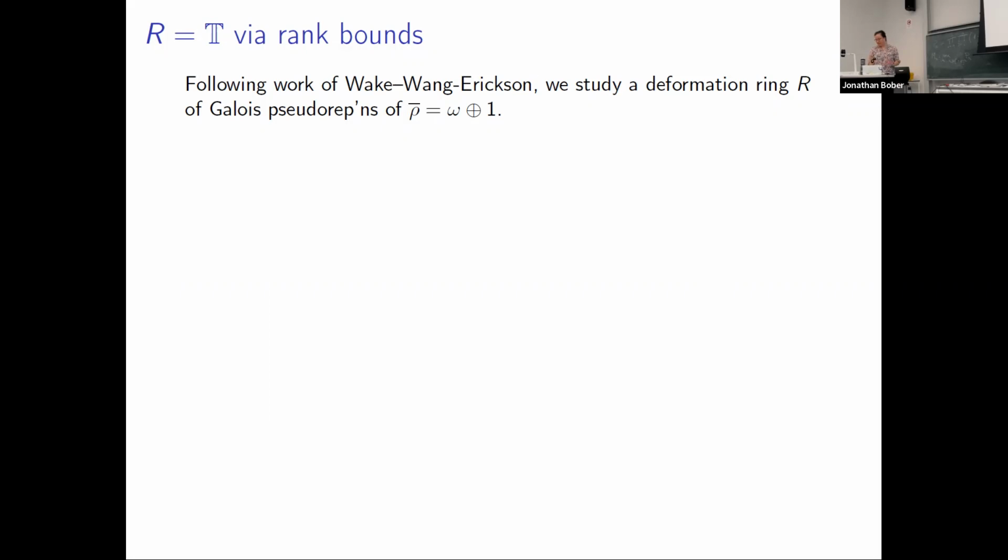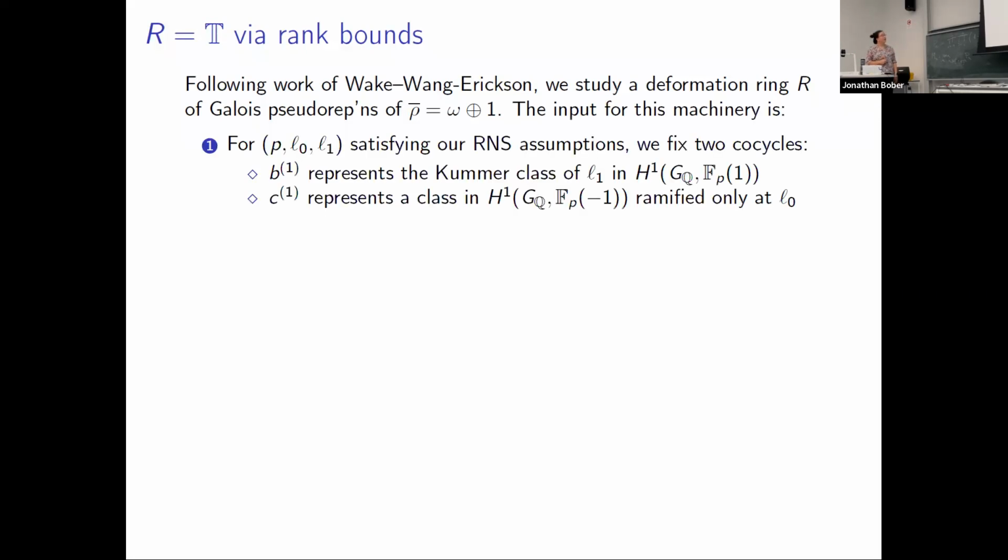And I'll just say it's not on the slide, but the 4 conditions that characterize our deformation problem is that we want our pseudorepresentations to be unramified outside of NP, have cyclotomic determinant, be finite flat at P, and unramified or Steinberg at L naught and L1. So that's going to be kind of swept under the rug, but just so you've heard the local conditions. And so this is the input that goes into the pseudodeformation machinery.